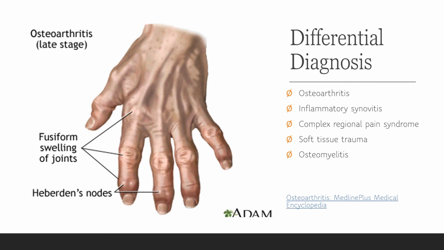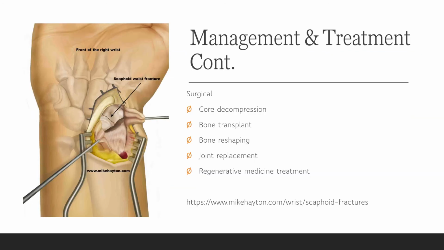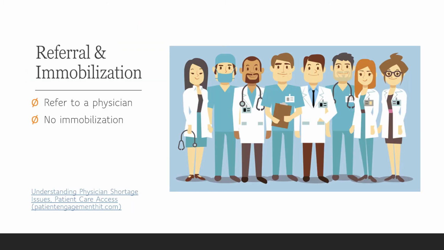The differential diagnoses include osteoarthritis, inflammatory synovitis, complex regional pain syndrome, which is chronic arm pain that develops after surgery, a stroke, or a heart attack, soft tissue trauma, and osteomyelitis, which is a bone infection. Non-surgical treatment includes NSAIDs, cholesterol-lowering drugs, blood thinners, exercises, and electrical stimulation. Surgical treatment includes core decompression, bone transplant, bone reshaping, joint replacement, and regenerative medicine treatment. Refer the patient to a physician, and there should be no immobilization involved.